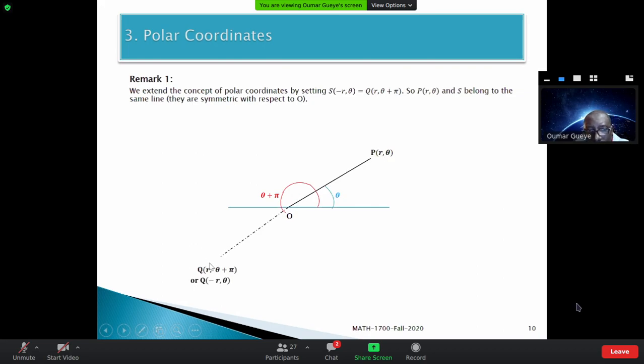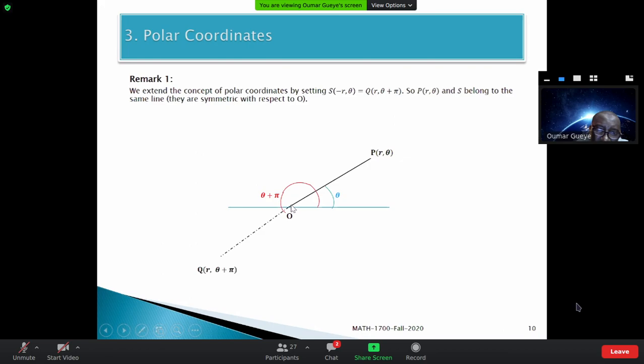Now, to locate this point here, for example, this point Q, which is the symmetry of P with respect to O. What we mean by symmetry is the distance between O and P is exactly equal to the distance between O and Q. That is meant by the symmetry with respect to O. So it means they are symmetric with each other. Now, how to find the coordinates of this symmetry?